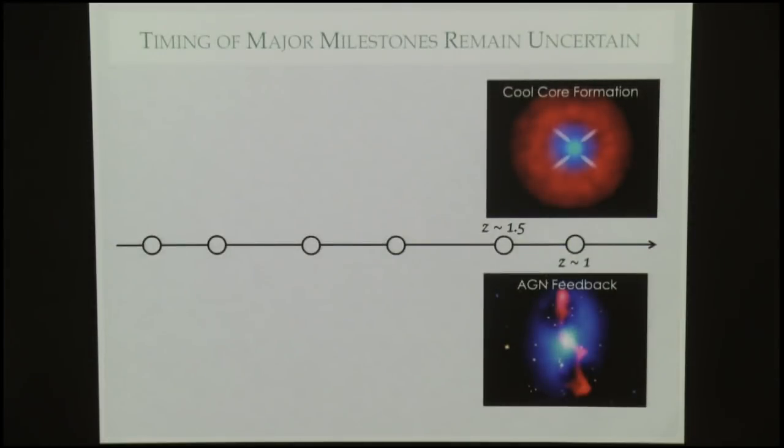So the goal of this talk and of sort of my current research is to start putting a timeline together of these major events in a cluster's life. So sort of like a scrapbook of a cluster. So if I'm just going to start guessing things, I'll just guess that AGN feedback maybe turns on around redshift 1. And I'll guess that maybe cool core formation probably happened around redshift 1.5.